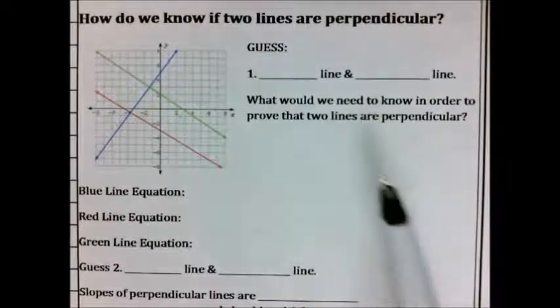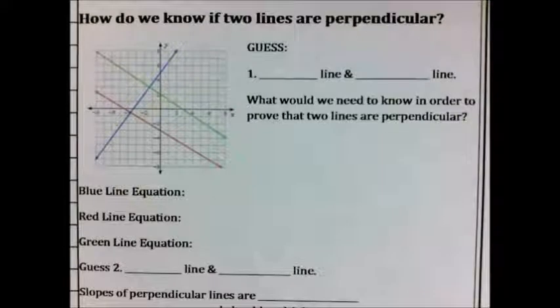Then answer this question. What would we need to know in order to prove that those two lines are perpendicular? What do you think? Take a guess. Do we need to know something about angles, something about sides, something about equations? What in the world do we need to know? Okay? So take a second, pause the video if you need to, but take a guess.